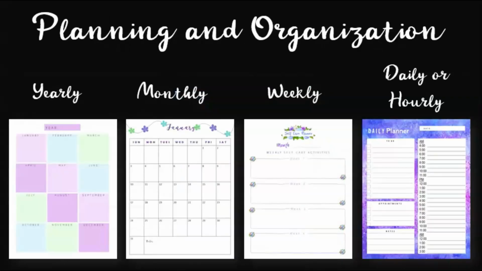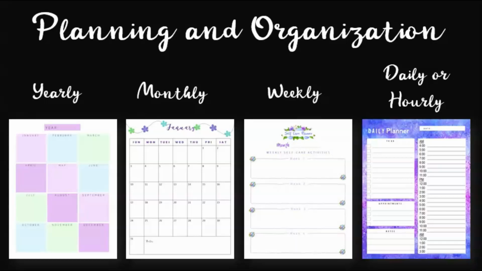All right, so the next one on here is planning and organization. Now, this is not so much a type of journaling as it is a type of planning, but I sometimes put these in the same category because I think planners and journals are very similar in the way that you write on them and you're organizing your thoughts, you're organizing your plans. And that is another way of journaling, I believe.